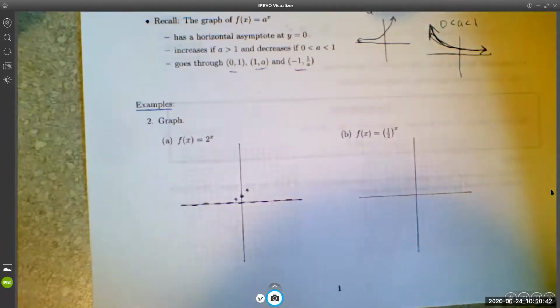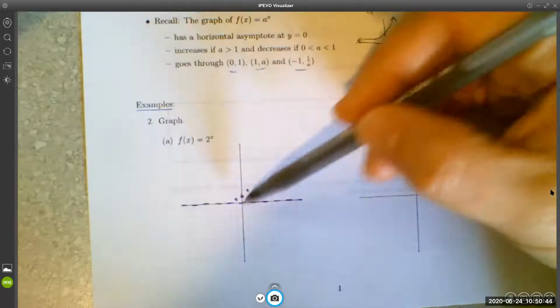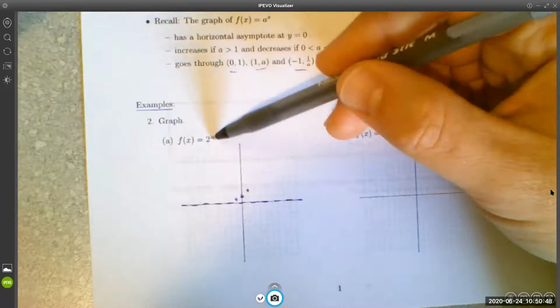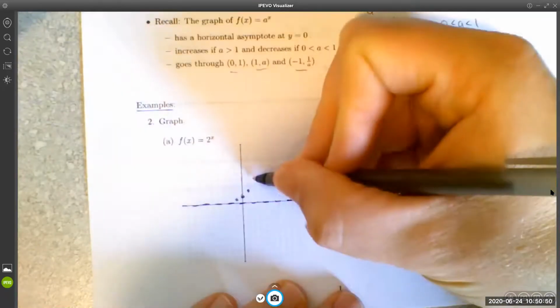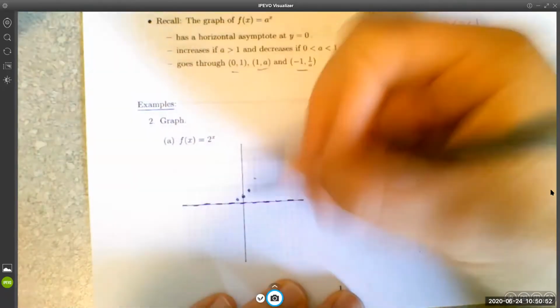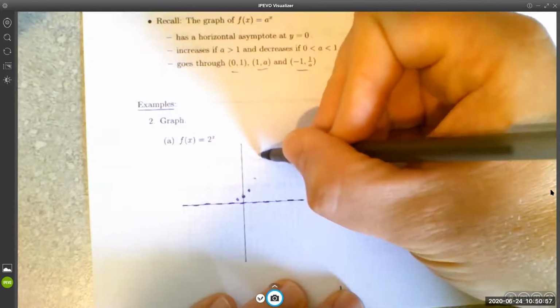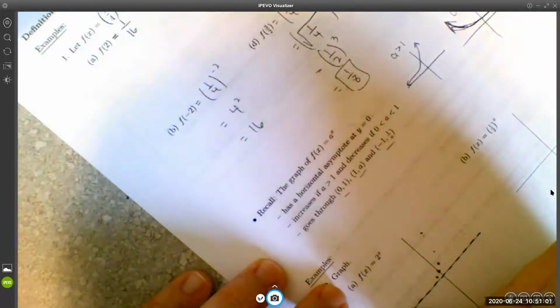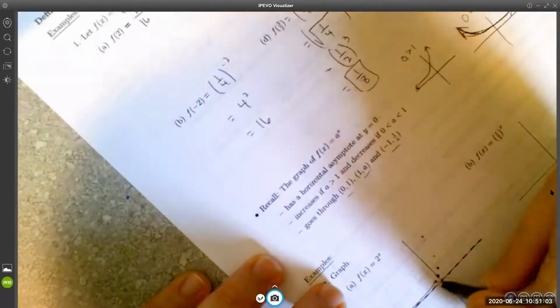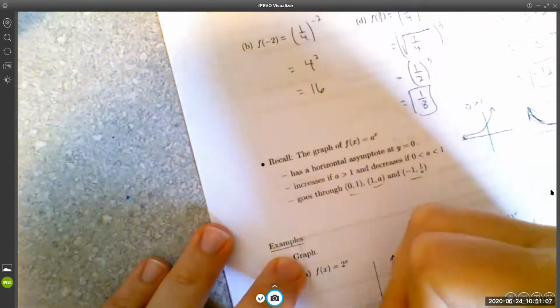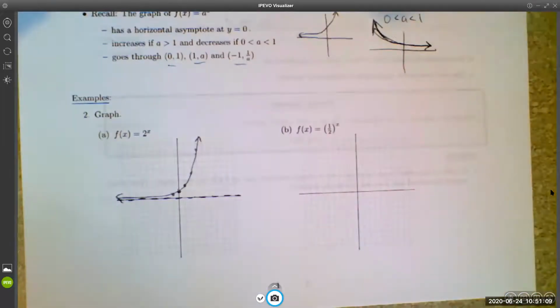Of course, you could get more points on there if you'd like, right? Obviously, we get this point by plugging in 1 for x. If we plug in 2 for x, we get 4, right? So 4 is on there. And then if we plug in 3, we get 8. So (3, 8) is on there. So this is what the function is going to look like, more or less. So there is f of x equals 2 to the x.